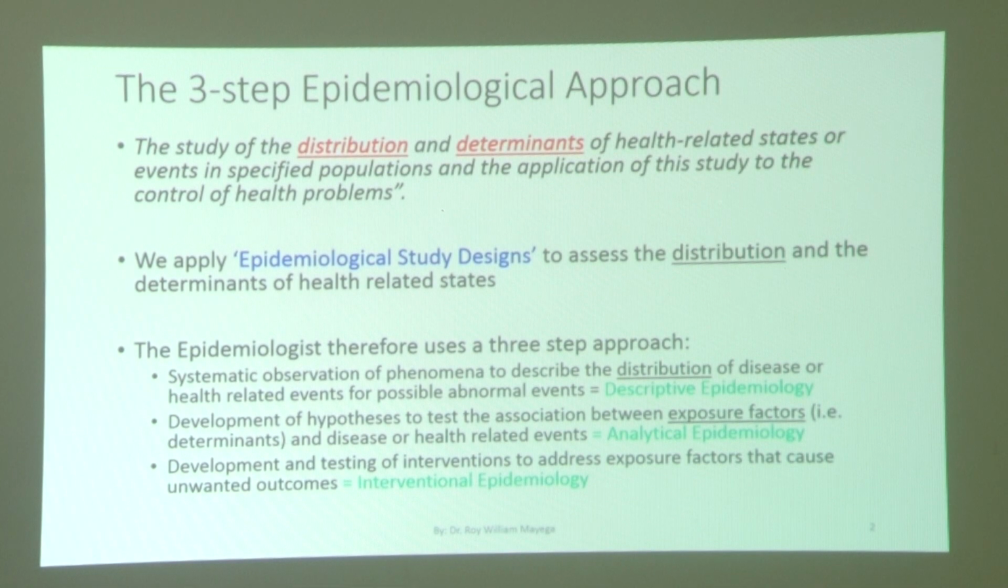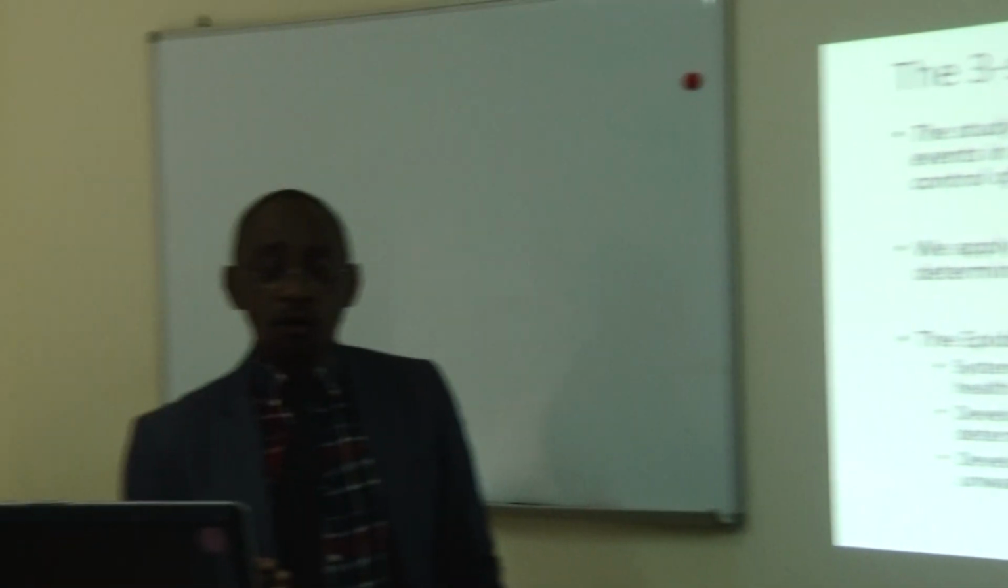First, they undertake systematic observation of phenomena to describe the distribution of disease or health-related events for possible abnormal events. So they observe the population, looking for health-related events and for possible abnormal or suspicious events occurring in this population. And this domain of observation is what we call descriptive epidemiology.